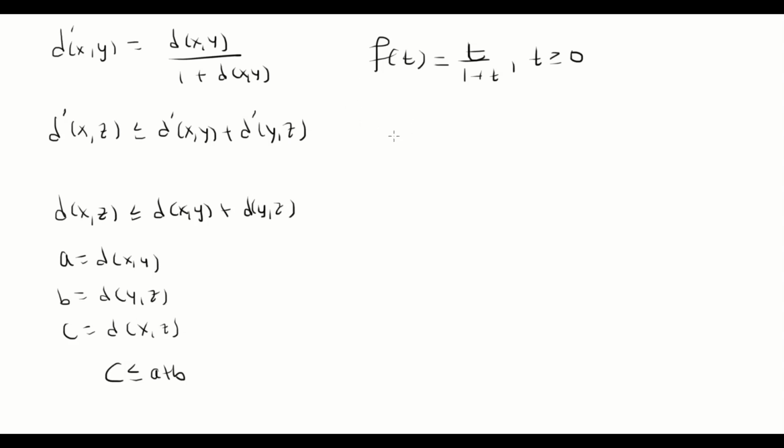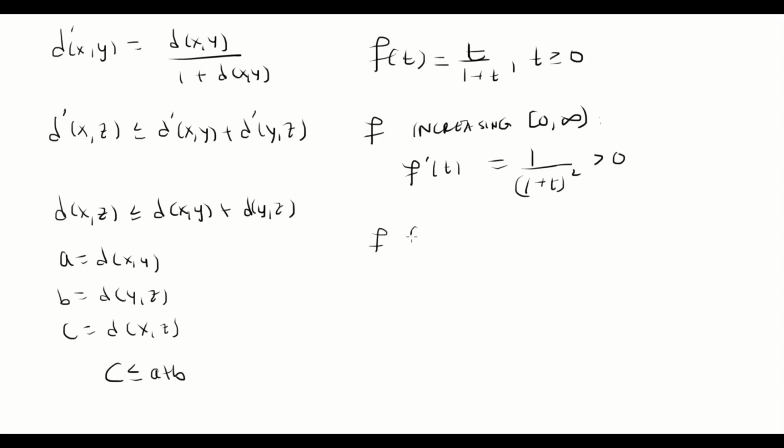The function has two important properties. The first one being f is increasing between 0 and infinity. And that's because the derivative is 1 over 1 plus t quantity squared, and that's always going to be positive for t greater than or equal to 0. And then the other property is that f is subadditive for all a and b greater than or equal to 0, meaning that f of a plus b is less than or equal to f of a plus f of b. And so we're going to prove this properly right now.